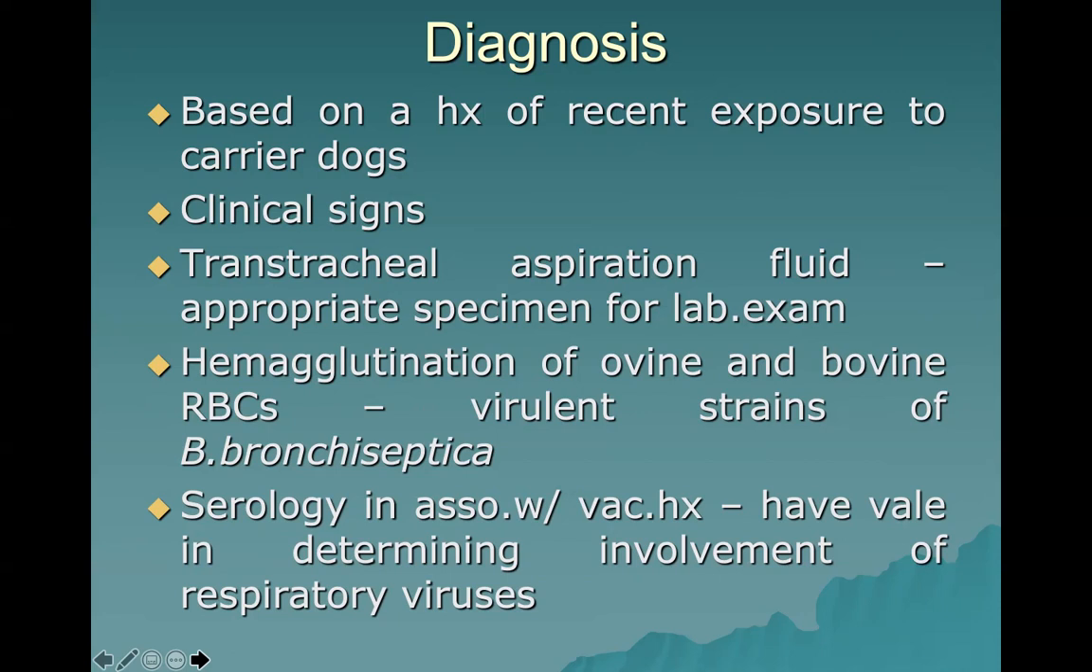Hemagglutination of ovine and bovine red blood cells occurs among virulent strains of Bordetella bronchoseptica. Serology can be used in association with vaccination history. It has value in determining involvement of other respiratory viruses.